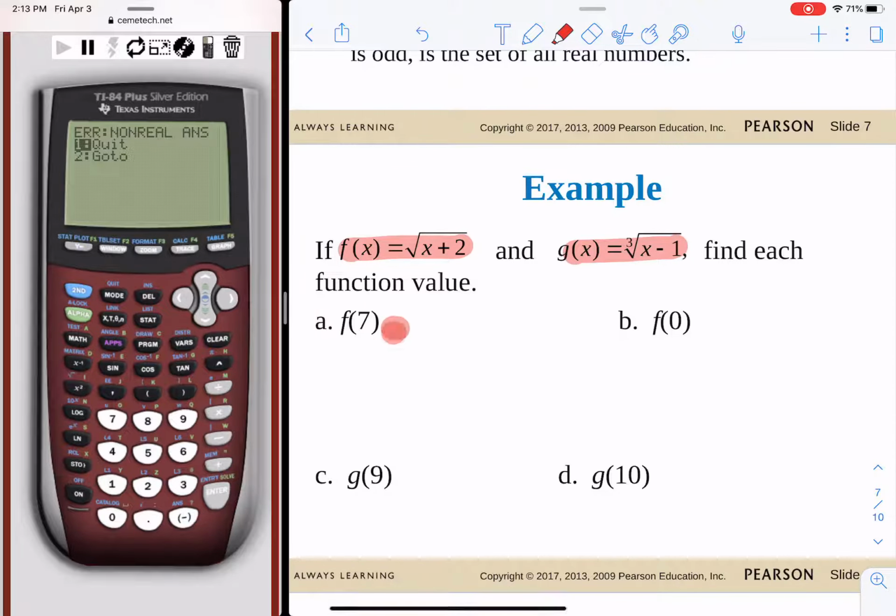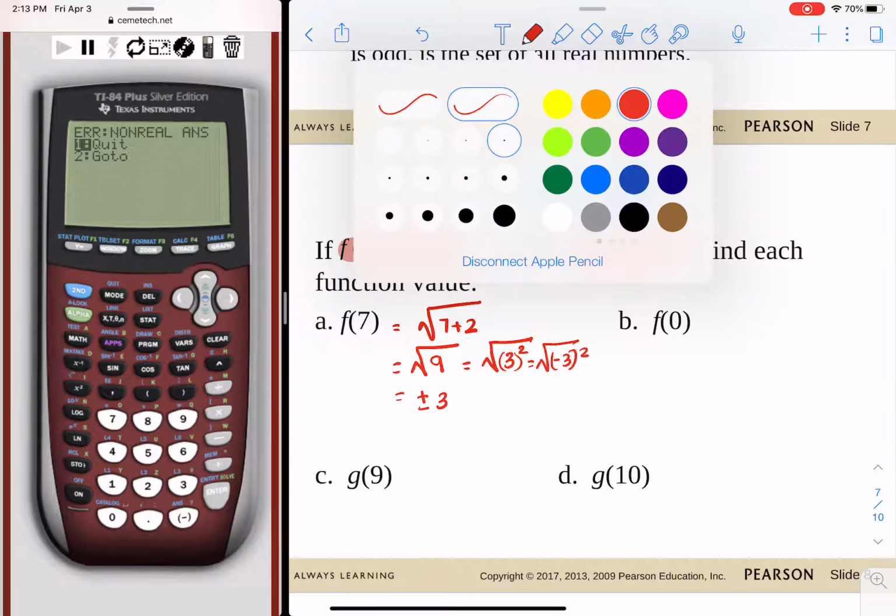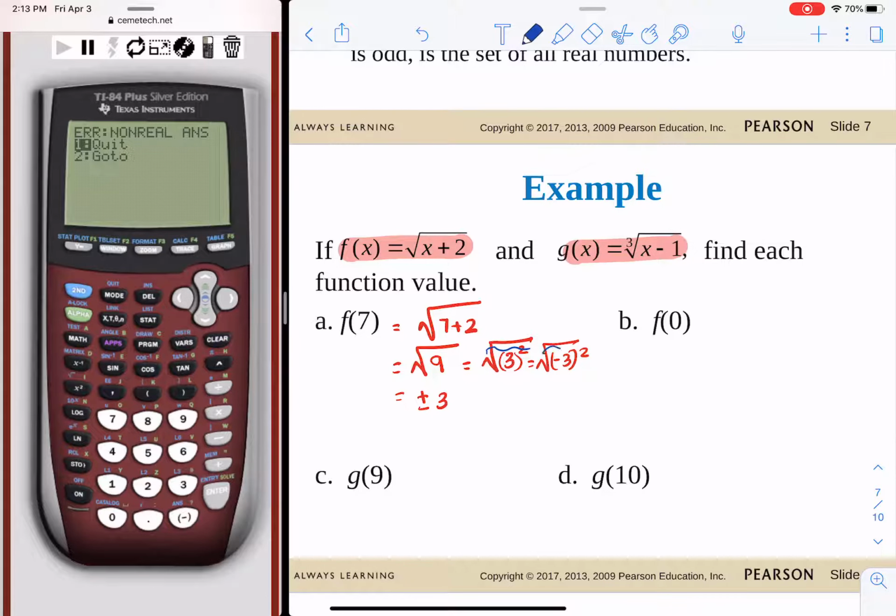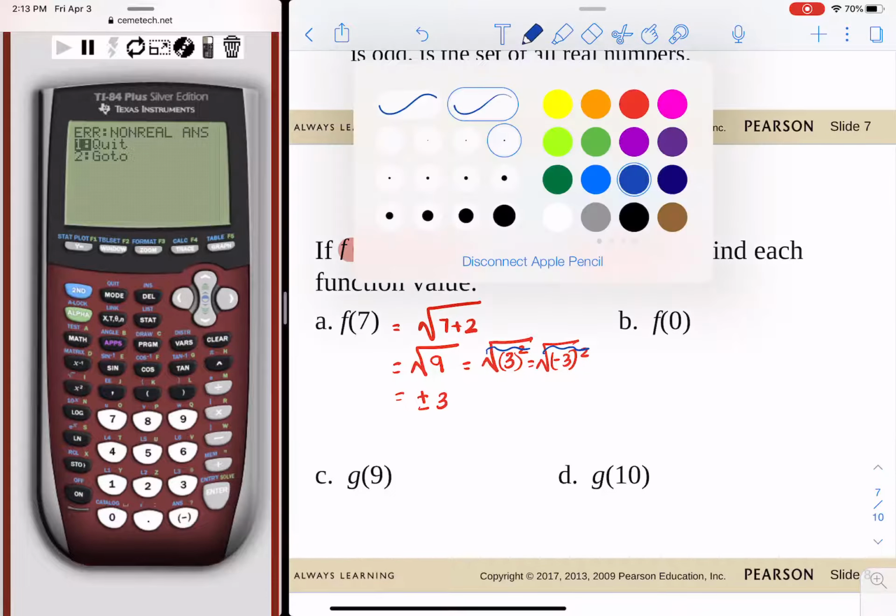So in the first part, we have to find f of 7, which would be square root of 7 plus 2. 7 plus 2 is 9. Square root of 9, I could rewrite 9 as 3 squared, but it could also equal (-3) squared, so the answer is plus or minus 3. Reason being, those two sort of go away, and we end up getting plus or minus 3.